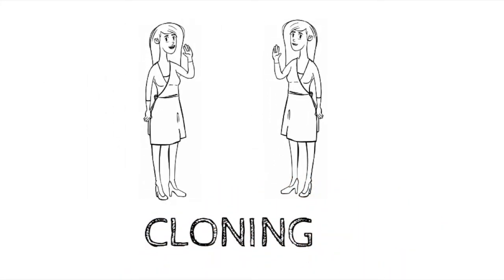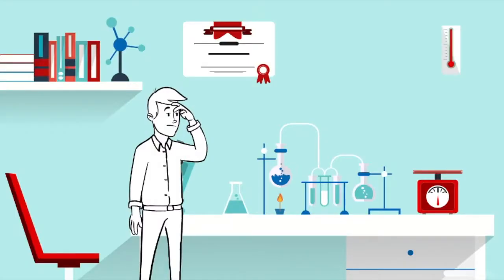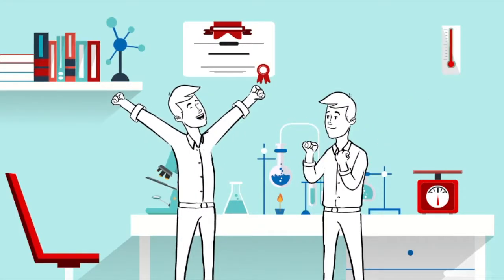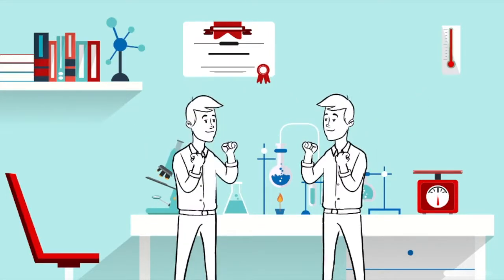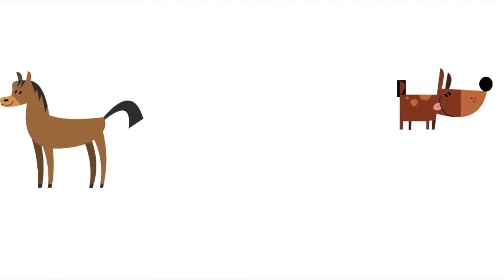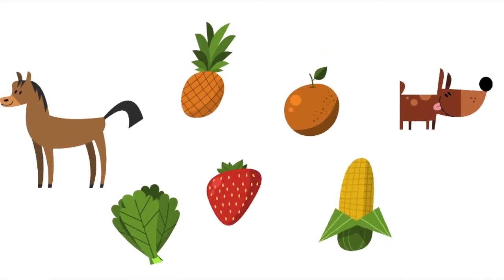What is cloning? Cloning is the process of making an identical copy of something. You may have seen cloning in movies, where a scientist clones something, maybe himself. In the real world, cloning can be used to create genetically ideal animals, like horses or dogs. It's also used to make the best quality fruits and vegetables that we get at the grocery store.